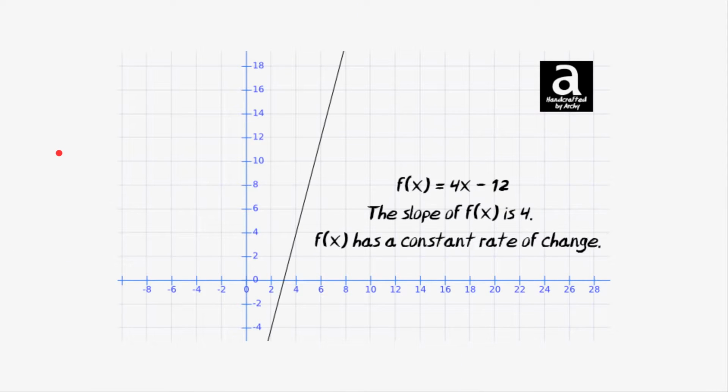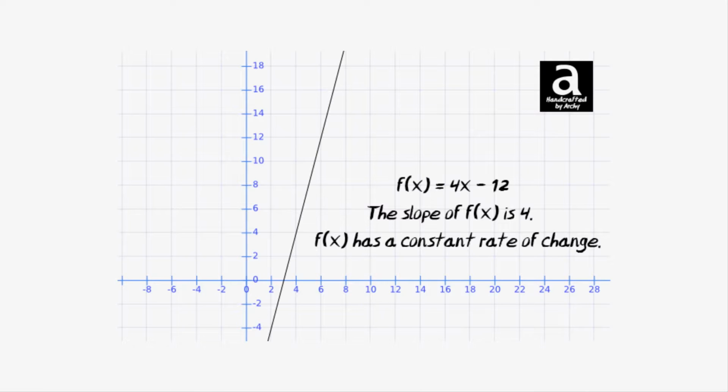Okay, so the derivative is actually intuitively just the instantaneous slope of a function, or the instantaneous rate of change of a function. So here with this line f of x equals 4x minus 12, the slope of f of x is 4. And f of x has a constant rate of change for the entire line.